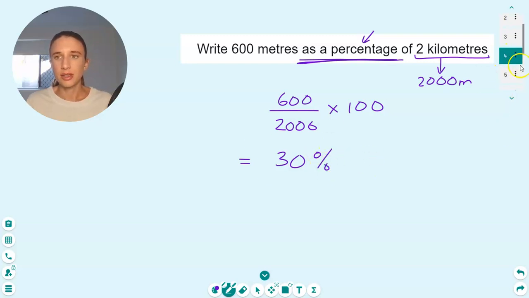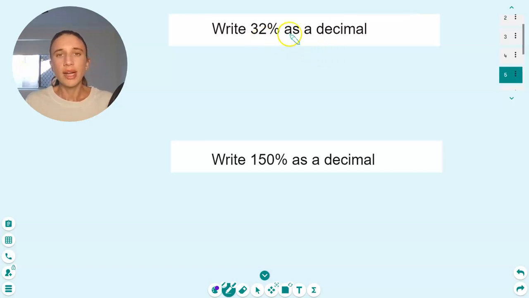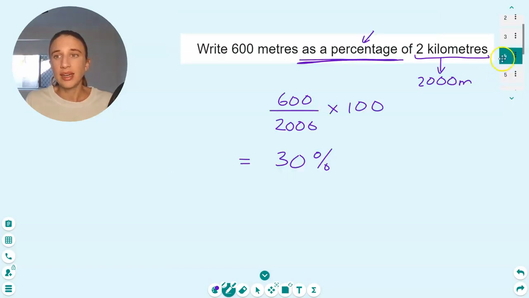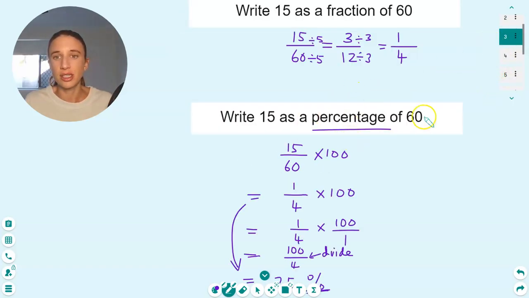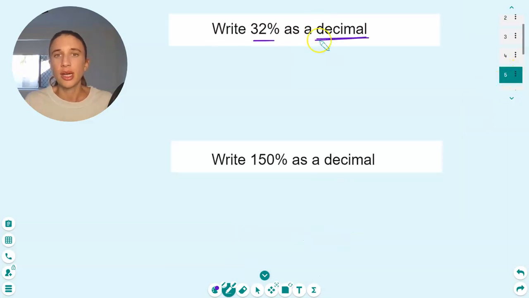Okay, that's our answer, 30%. Write 32% as a decimal. If we are going from percentage to decimal, the trick is you're going to be dividing by 100. To get a number as a percentage, you're usually timesing it by 100. To get it back from percentage to a decimal, you're going to be dividing by 100.